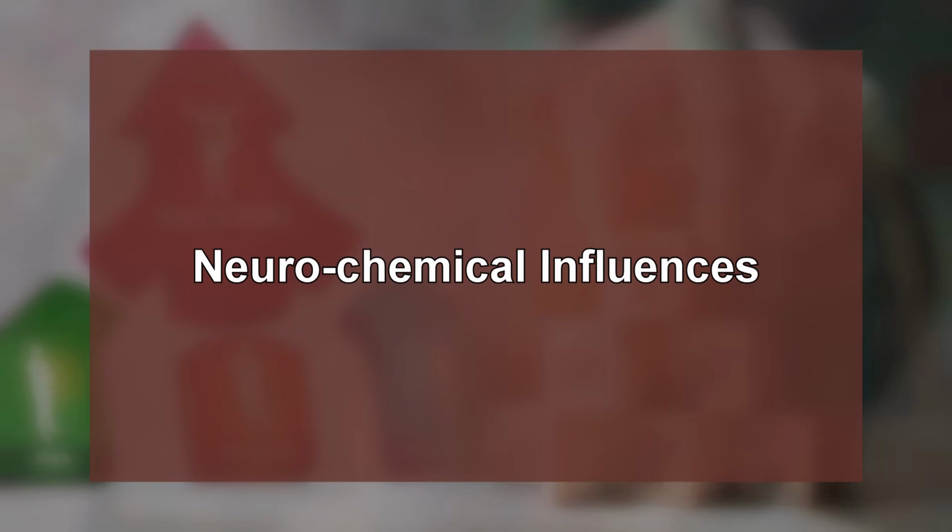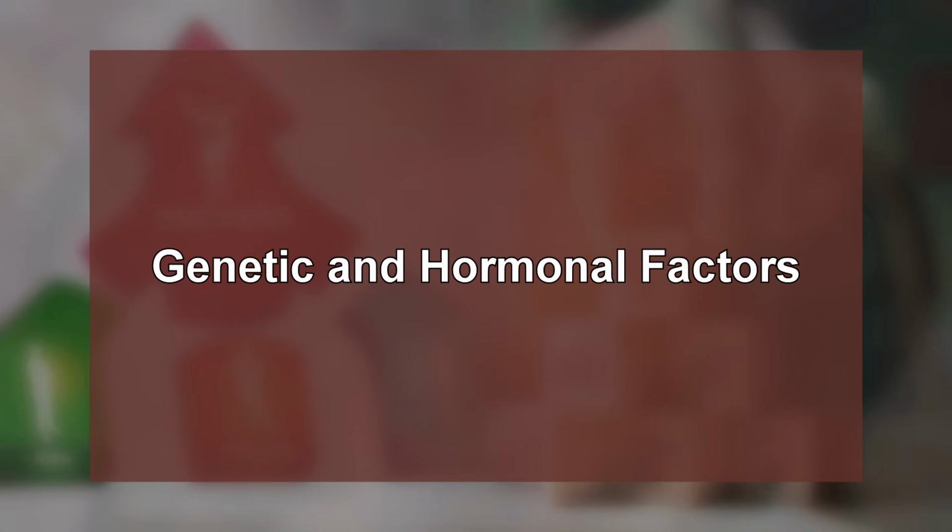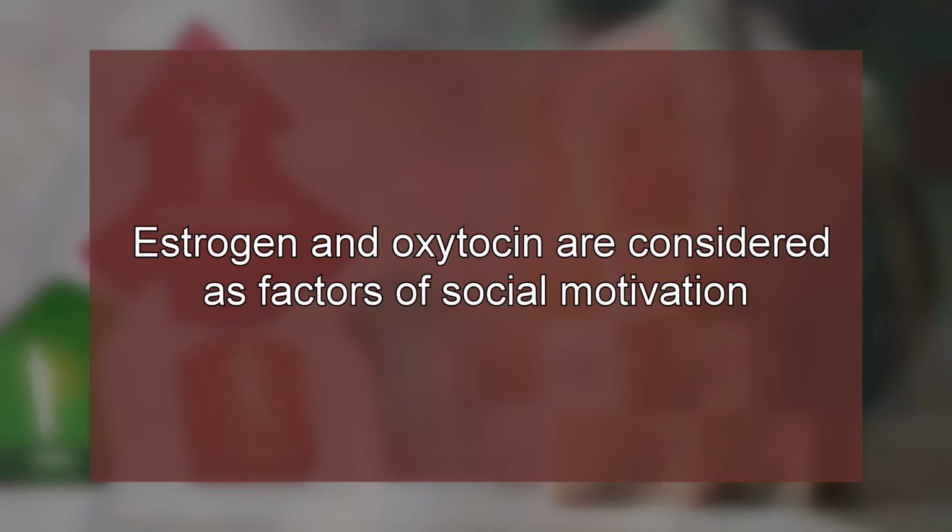It includes, 1. Neurochemical influences. It encompasses various chemicals like dopamine, the reward molecule, serotonin, mood and satisfaction, and endorphins, pain and pleasure response. Next is genetic and hormonal factors. It includes testosterone, which increases competitiveness and persistence. Estrogen and oxytocin are considered factors of social motivation.